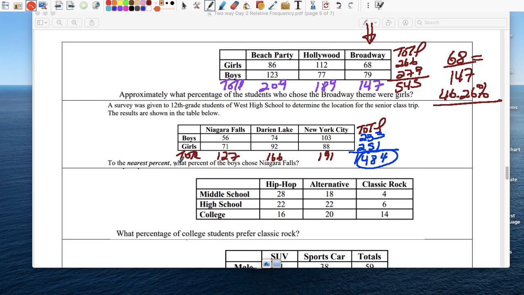So what's the question? To the nearest percent, what percent of boys chose Niagara Falls? Here are all the people who chose Niagara Falls. 127 of them. How many were boys? 56. 56 divided by 127 times 100. It says to the nearest percent, so although the answer in the calculator is 44.09, etc., we're just going to round it to the nearest percent, which is 44%.